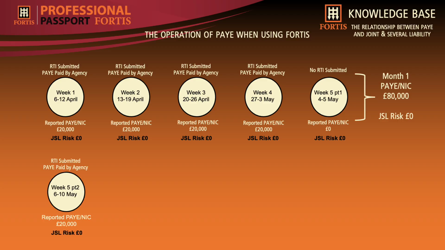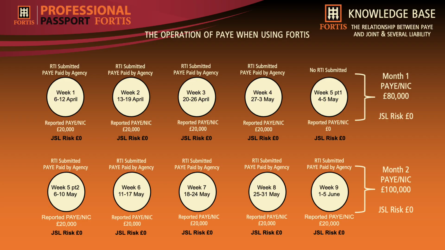Now we're going into the second of the monthly cycles, and we can look at week 5, part 2, which is the first week of the second monthly cycle. Once again, we've reported PAYE liabilities of £20,000, and these have been fully settled directly by the agency, removing the joint and several liability risk. In this slide, we roll the payments through for the month 2 cycle. Each week has the reported PAYE liabilities of £20,000, with these settled each week directly by the agency, meaning that at no point in the cycle is there exposure to joint and several liability.